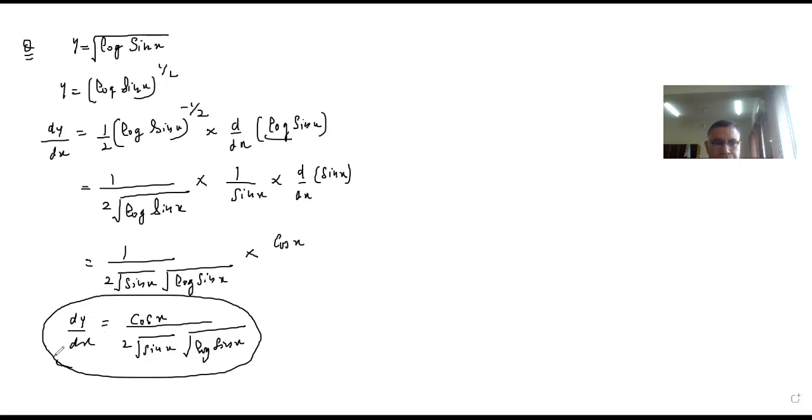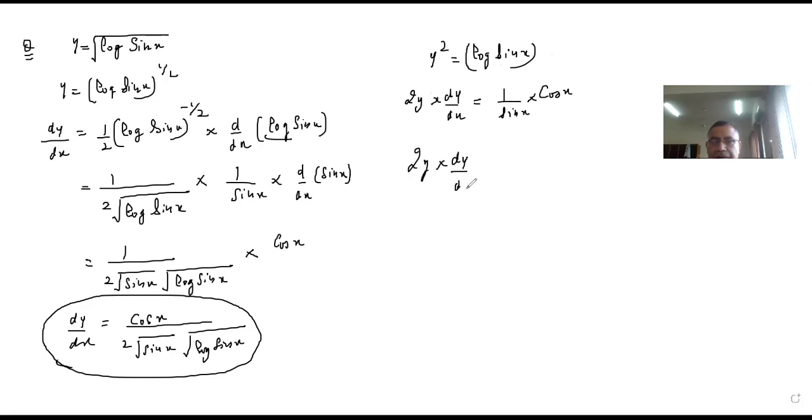Sir, can we also use that shortcut of squaring both sides? Yes. y squared is equal to log sin x. Now this is a complete function, not a separate function. So 2y dy/dx is equal to 1 upon sin x times the derivative of sin x, which is cos x. So 2y dy/dx is equal to cot x.